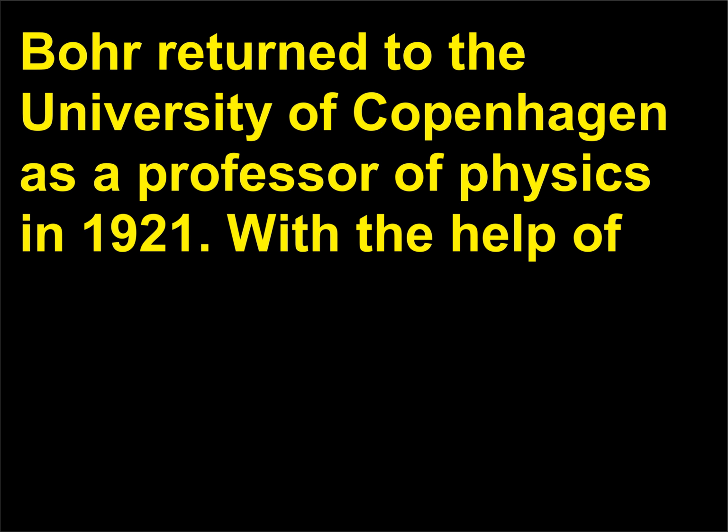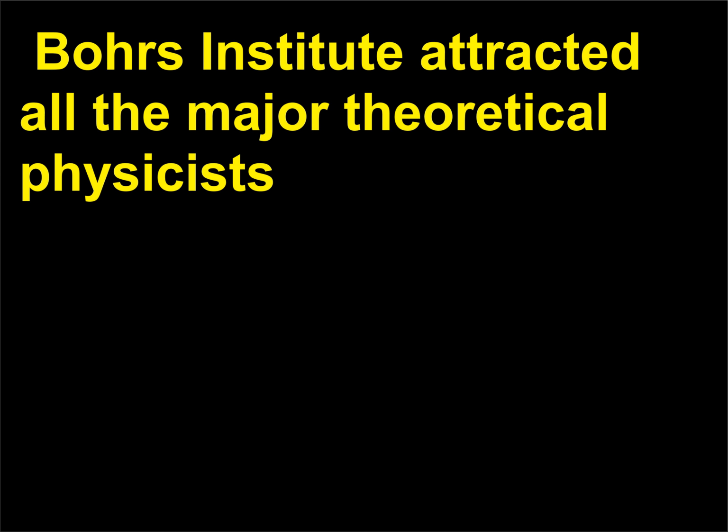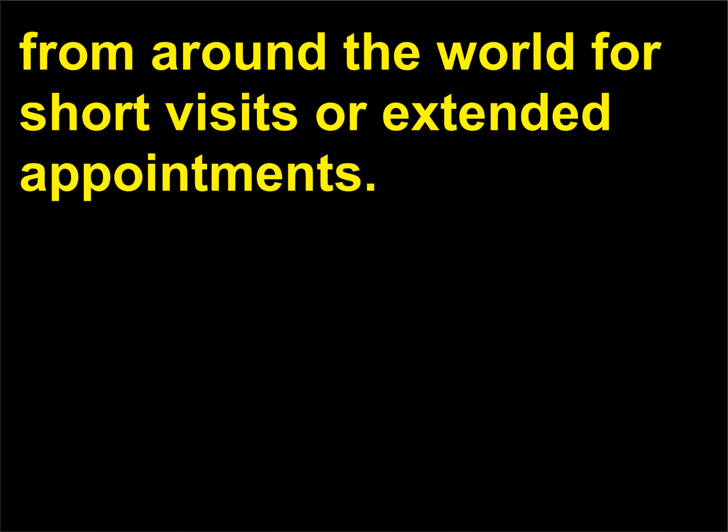Bohr returned to the University of Copenhagen as a professor of physics in 1921. With the help of the government and the Carlsberg Beer Foundation, he established the Institute of Theoretical Physics. Bohr's institute attracted all the major theoretical physicists from around the world for short visits or extended appointments.